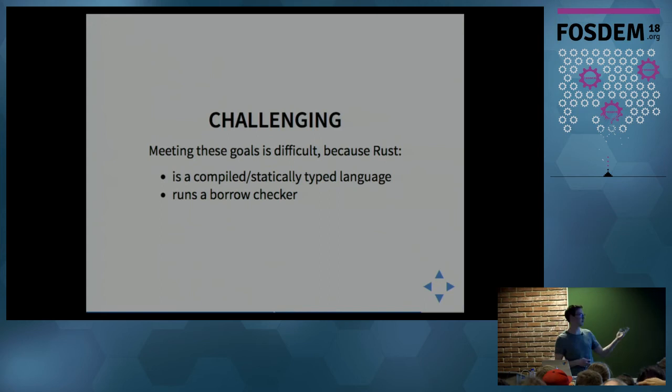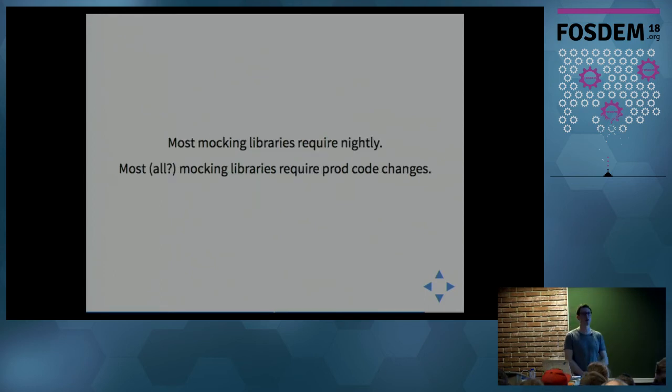One thing this was inspired by was Google Mock. If any of you have used C++, Google Mock is an amazing mocking framework, but it cheats in some ways that the borrow checker catches, which is quite frustrating, but also a good thing as well. As I mentioned, most mocking libraries require Nightly, and pretty much all I found require production code changes. You at least have to annotate the traits that you want to mock.